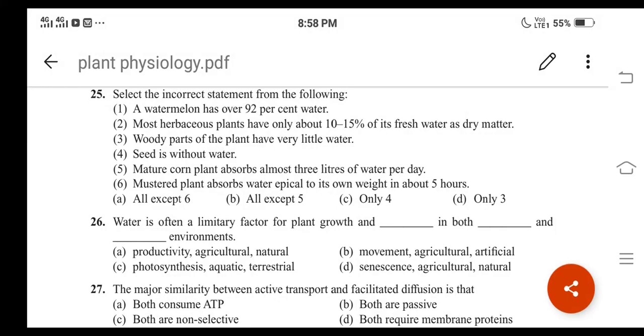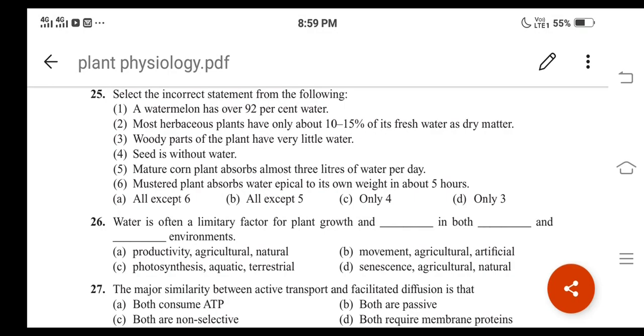This is an incorrect statement, because if we observe the seed it looks dry, but still it contains a small amount of water. Otherwise we cannot say that the seed is living and respiring, right? Okay, so the fourth statement is the incorrect statement, right? And let us see about the fifth statement.